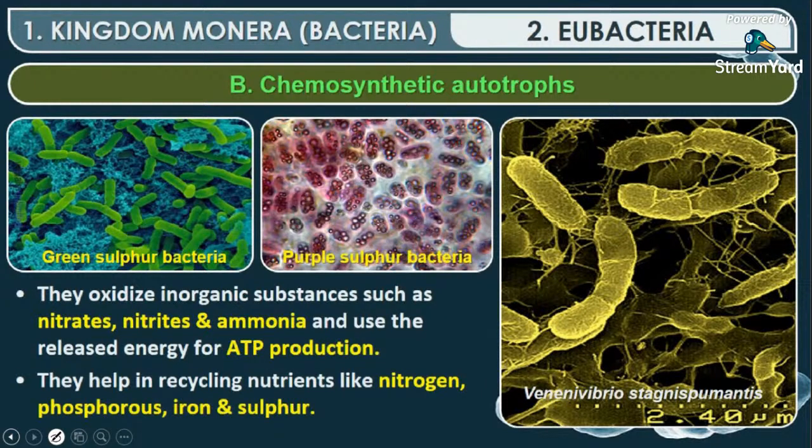Okay. So chemosynthetic autotroph means that bacteria oxidize certain chemical substances like nitrate, nitrite, and ammonia. They break these down to release energy, that is for ATP production, for their energy production. Examples of chemosynthetic bacteria are green sulfur bacteria and purple sulfur bacteria. Chemical elements like nitrogen, phosphorus, iron, and sulfur can also be recycled by chemosynthetic autotrophic bacteria. Yes, Vinaya.